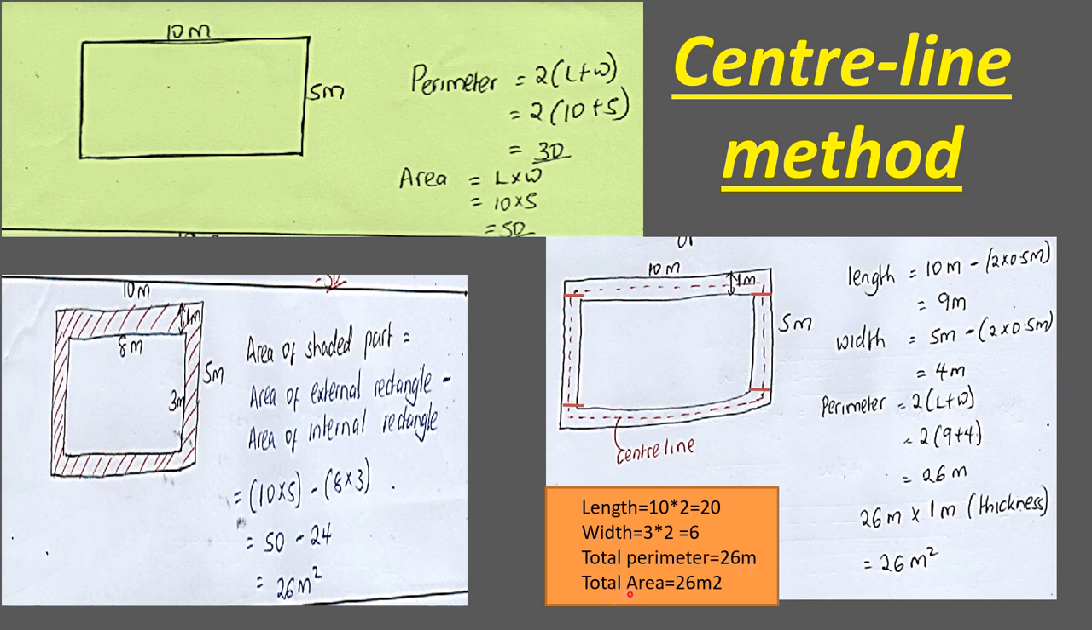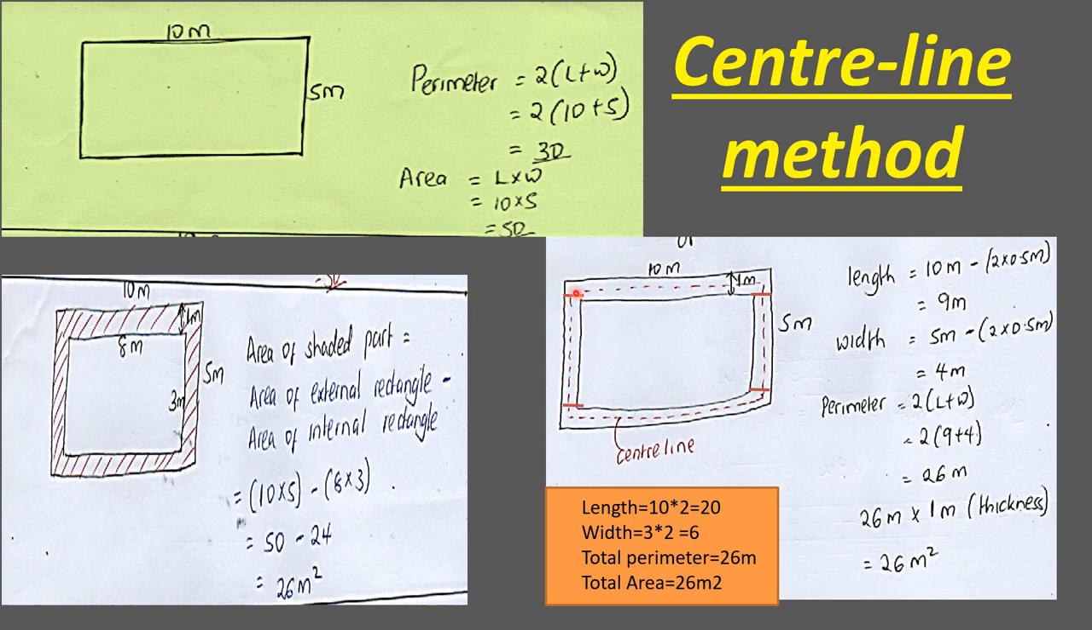What is the total area? The area shall be the perimeter of this wall that we are paying for, multiplied by the thickness, and that's where the centreline came up. Instead of taking 10 plus 3 plus 10 plus 3, we can just find the centreline. The centreline is this broken line that you can see passing in between the thickness of the wall.